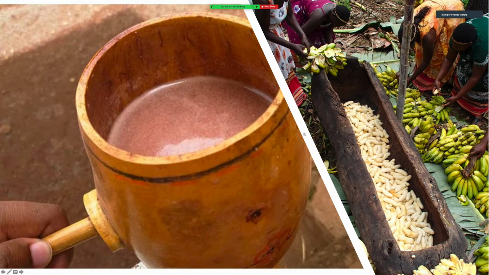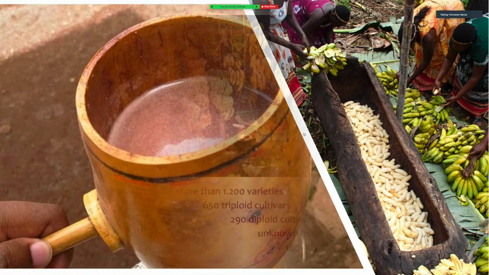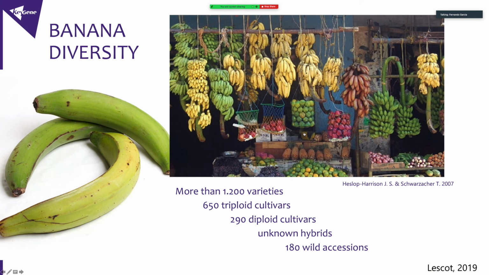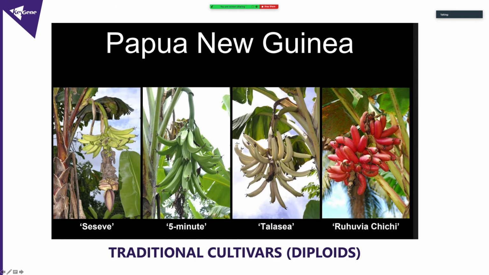Every part of the plant is consumed and used in many cultures. This is one example in Africa, where the bananas are used to produce beer. So the diversity of banana, even though we know a few ones, is huge. There are more than 1,000 varieties, including different types, essentially three groups: triploids, diploids, hybrids, product of breeding, and of course, the wild types. The pictures I'm going to show you now are just a sample of the diversity of bananas.